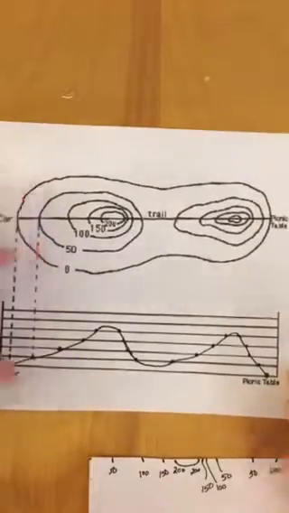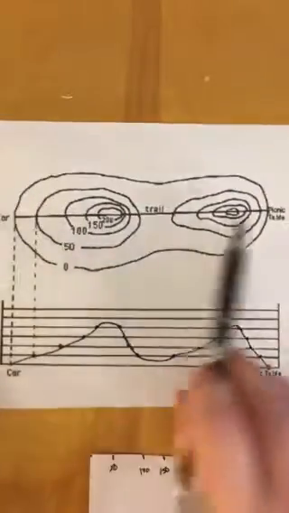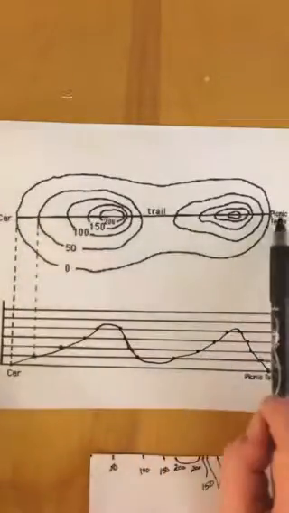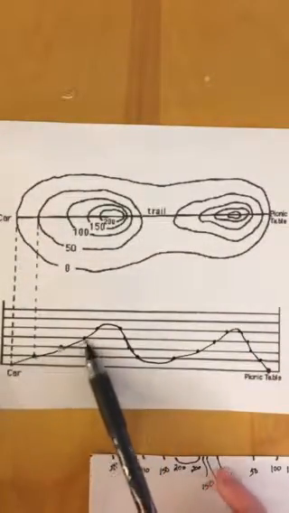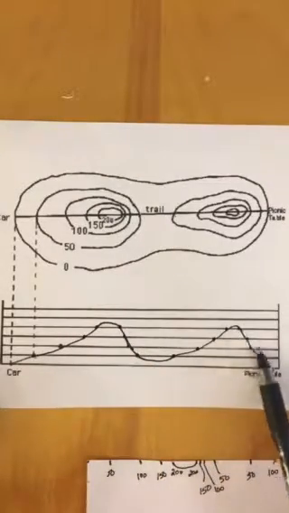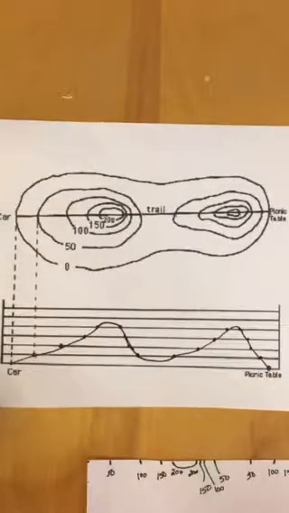And that shows what the profile looks like between the car and the picnic table. So if you were going to be hiking from the car to the picnic table, you'd be going up a gentler slope, down a steep slope, up another gentle slope, and back down again.